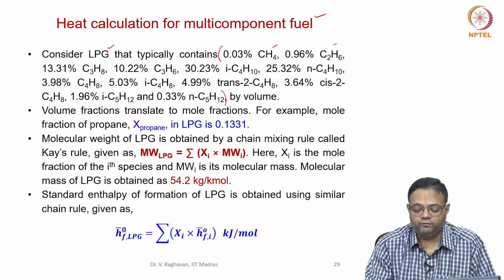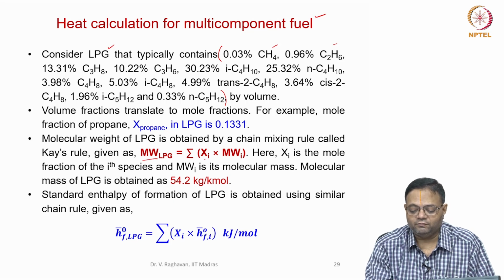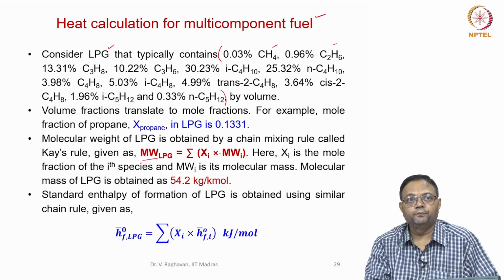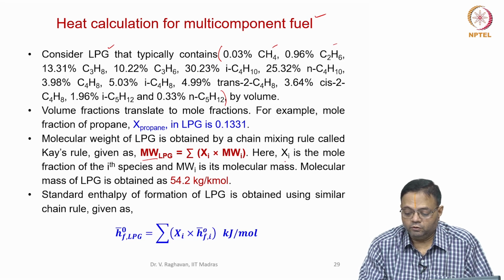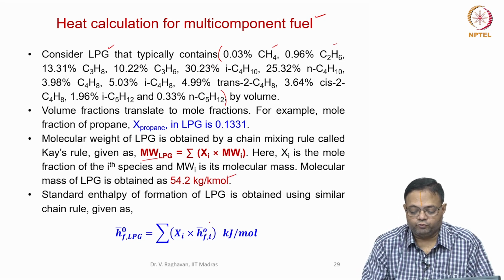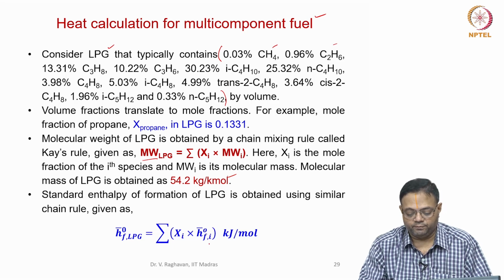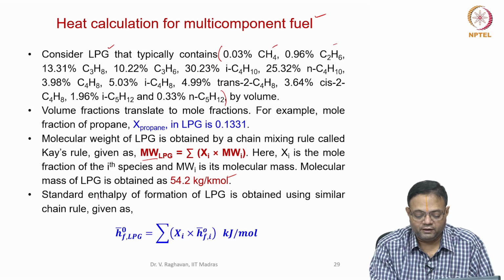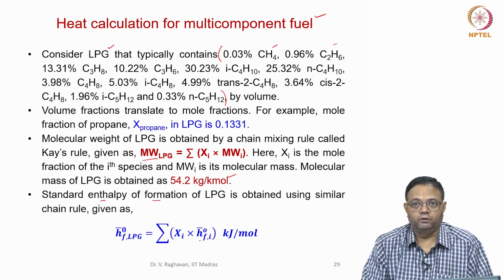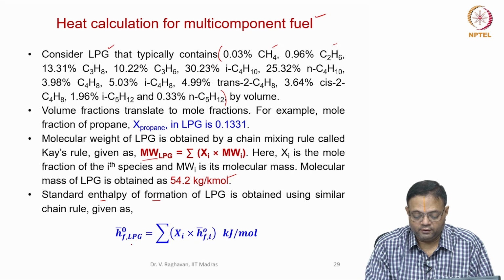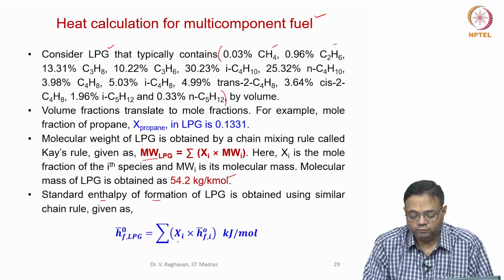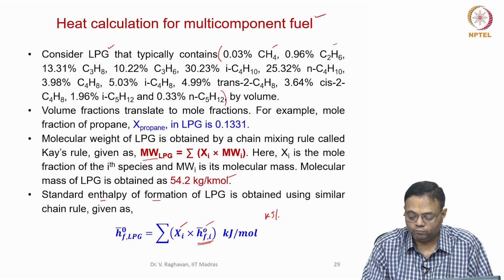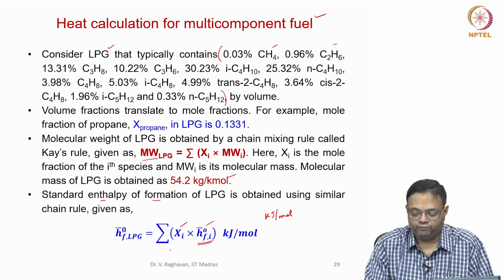After calculating the mole fraction of each species, the molecular weight can be calculated as the summation of mole fraction into molecular weight of each species, the product of this. The molecular weight comes out to be 54.2, as we have seen earlier. Similarly, we can calculate the standard enthalpy of formation of the fuel. That is nothing but the enthalpy of formation of each species. Please understand, this will be in kilojoule per mole, into the mole fraction.